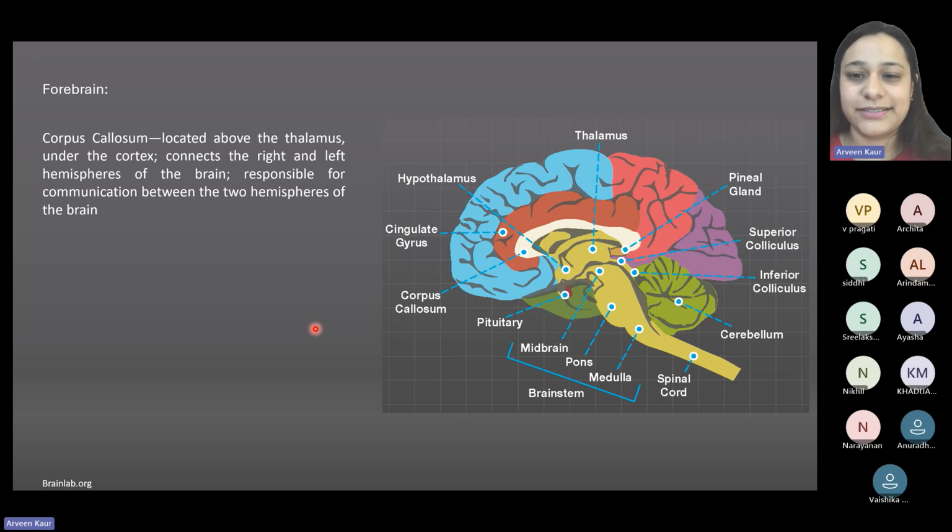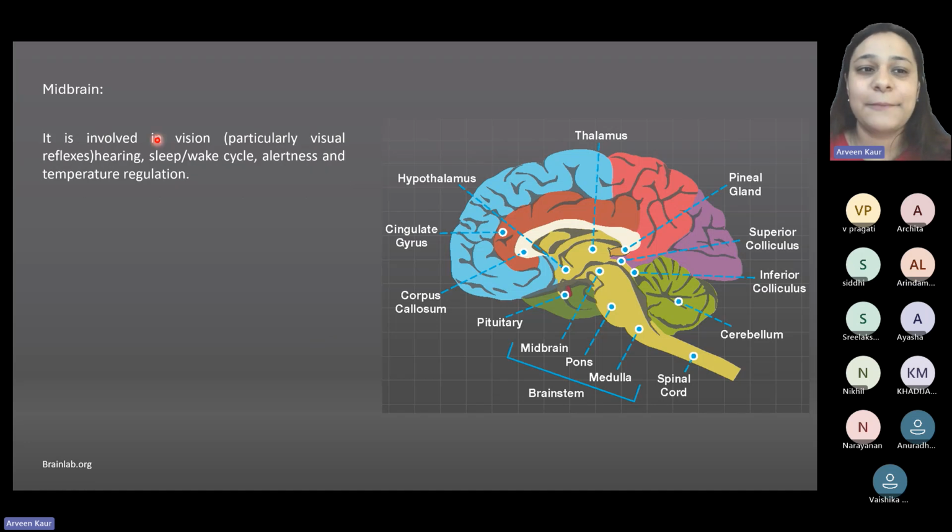I'll just move forward with the lecture, something that I will be able to probably justify. So let's talk about the midbrain. The midbrain is involved in vision, particularly the visual reflexes, hearing, sleep-wake cycle, alertness, and temperature regulation, right?